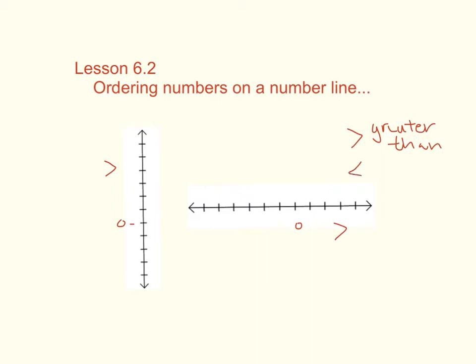If it's less than, then just the opposite. It's to the left of the 0 horizontally and below the 0 vertically. And we're going to be doing both. So let's do some practice.